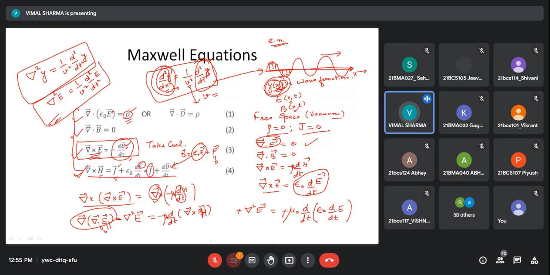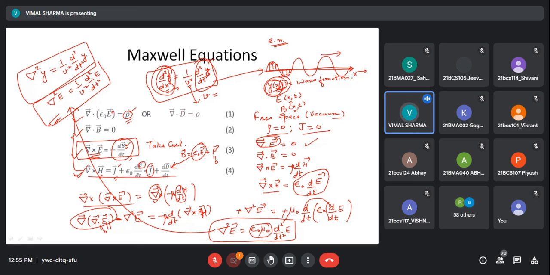I can cancel negative sign with negative sign. So I have del square E is equals to epsilon naught mu naught, if I operate with this operator, double derivative of E with respect to time. And this looks like this equation which I was trying to write. This is del square of E is some parameter here times double derivative of E with respect to t.